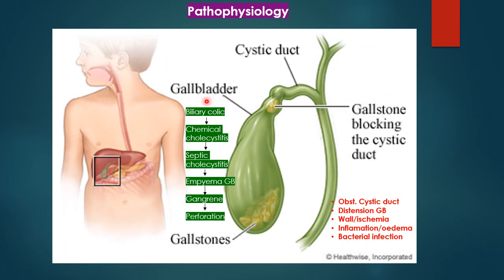Okay, this is another diagram to show you the phases. First, obstruction of the cystic duct here, distension of the gallbladder, the wall becomes ischemic, and inflammation or edema of the wall sets in, and bacterial infection leading to septic cholecystitis. Okay, the phases will be biliary colic, chemical cholecystitis, septic cholecystitis, then the complications of empyema of the gallbladder, gangrene, and perforation. So these are the phases in the progress of acute cholecystitis.